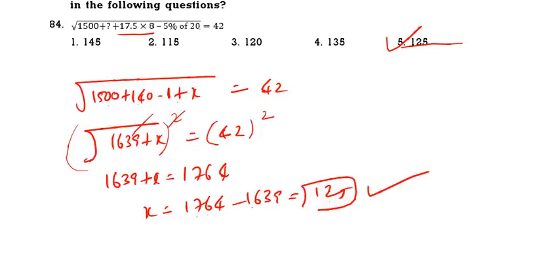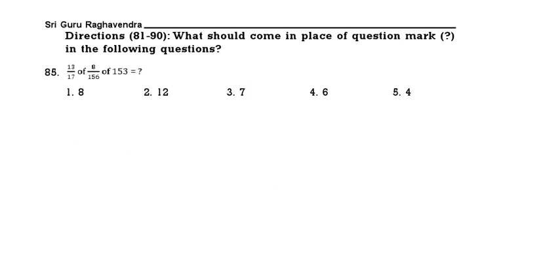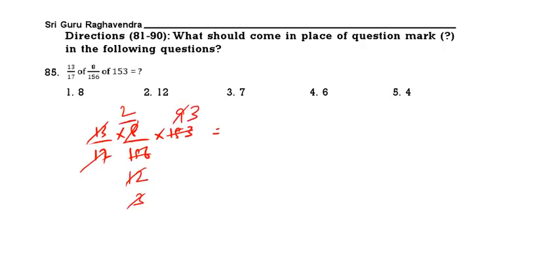Next question. 85. 13 by 17 into 8 by 156 into 153. See, 17 ones, 17 nines, 13 ones, 13 twelves, 4 twos, 4 threes, 3 ones, 3 threes. We are left out with 2 and 3. The product of 2 and 3 is 6. That is the correct answer.